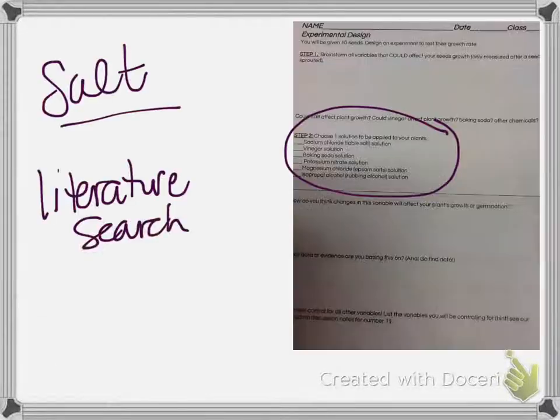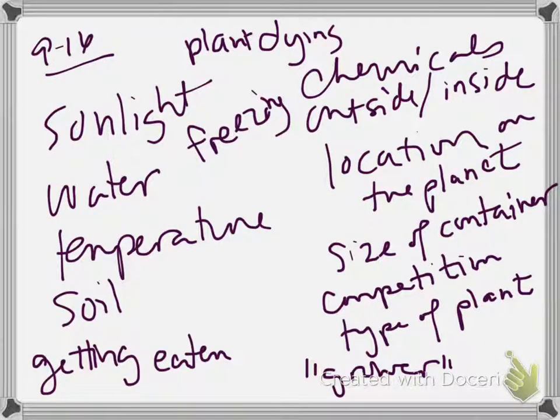So we're going to have to control all of those variables. So you're all going to be given the same size container. Well, that eliminates that as an issue.